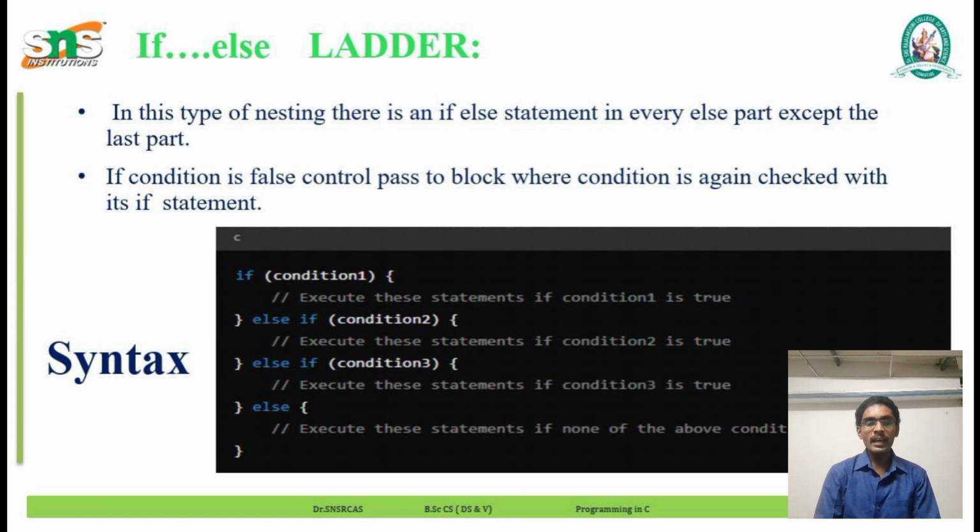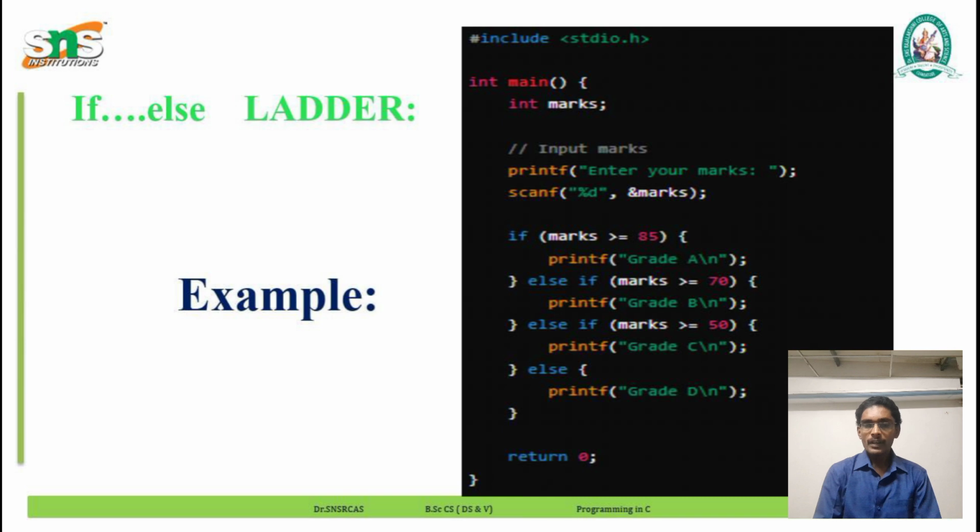If it is false, again another condition is checked with an else if statement. It continues up to the last segment where there is no further condition and there is an else part. If all the above conditions are false, then the segment within the else part will be executed. An example program for the if else ladder is given for your reference. You can observe there are multiple else if statements.